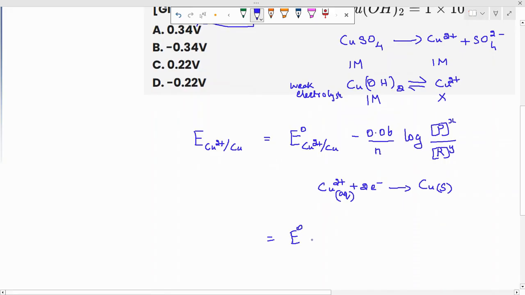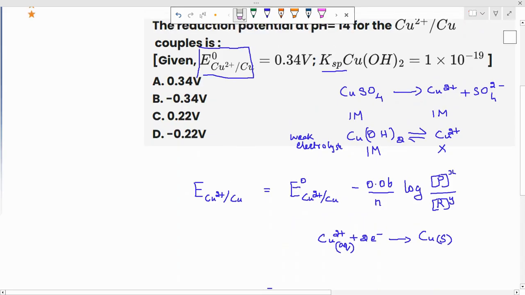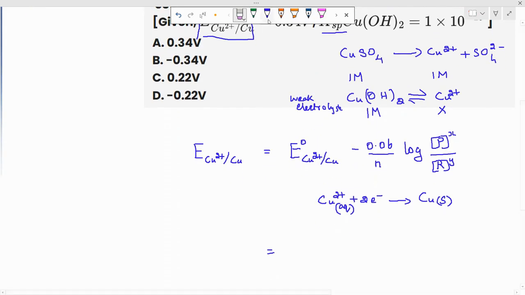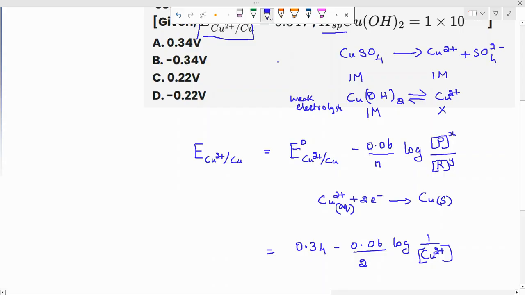So E naught Cu2+/Cu. What is the data they have given? Shall we directly apply the data? Here, look at this. The data will be 0.34. Okay, let us apply this one. 0.34 and 0.06, and the number of electrons will be 2, and the log of Cu. The solid you should not take, right? So on the product side it is not necessary to take that, just take it as 1. And then in the denominator Cu2+, there is no mole coefficient in front of this one, there is only 1, right? So not necessary to write that.